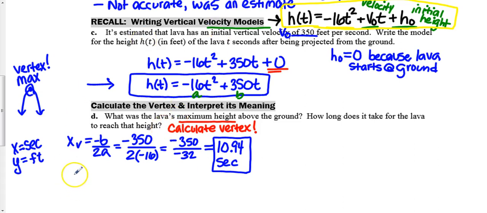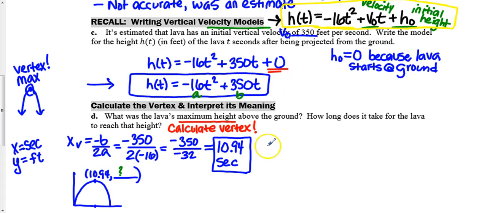Let's think about what you have found. If I were to create a little quick sketch right here, you found that it takes 10.94 seconds for the lava to reach this maximum height. What you don't know is the y value. Well, if I know that this is x, how can I use x to go find y? We can plug it in.